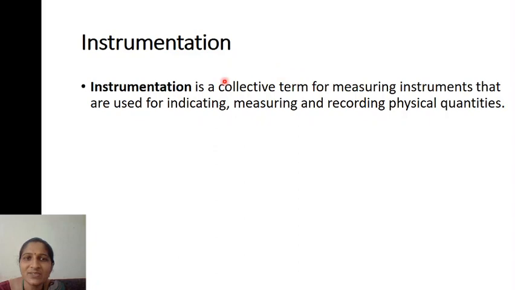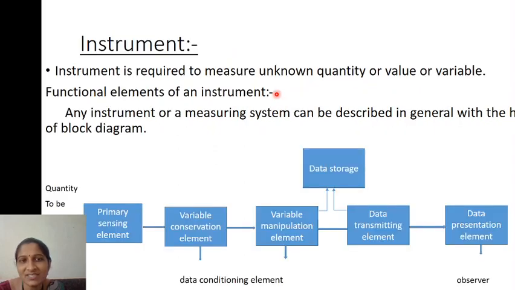Under instruments, now we can go to the definition: instrumentation is a collective term for measuring instruments that are used for indicating, measuring, and recording physical quantities. So instrumentation is the subject which deals with the instruments which are used for measuring the physical quantities. So this is about the instrumentation.